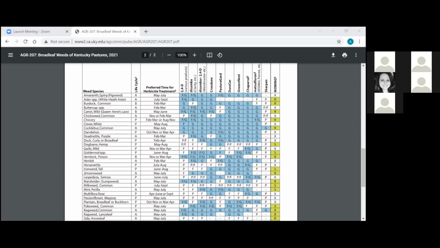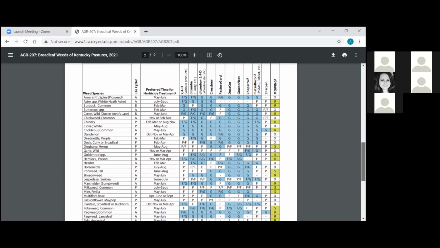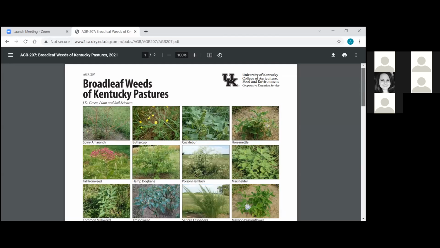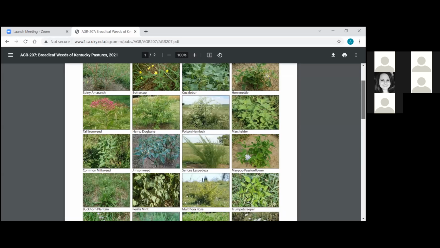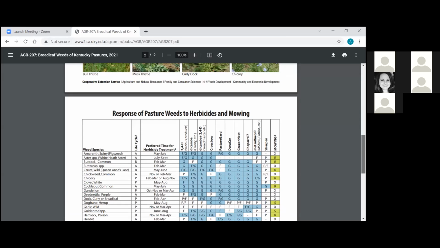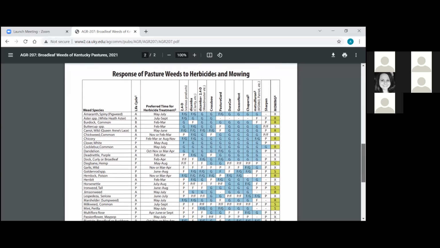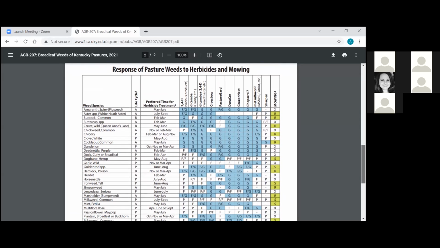I did share here on the screen, hopefully y'all can see it, the broadleaf weeds of Kentucky pastures. This publication, I can send this out to you all as well, but it's AGR 207. This can give you some ideas on when to treat to get rid of weeds, and also which herbicides, how they fare, if they're doing a good job or not.